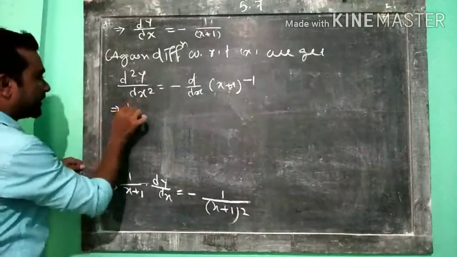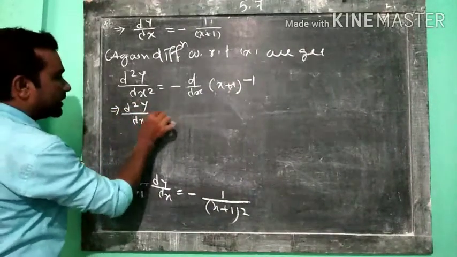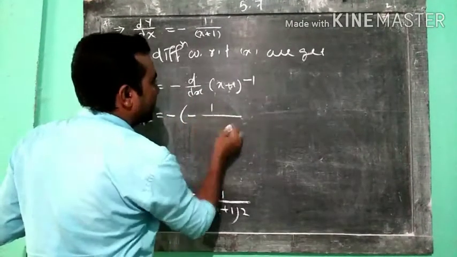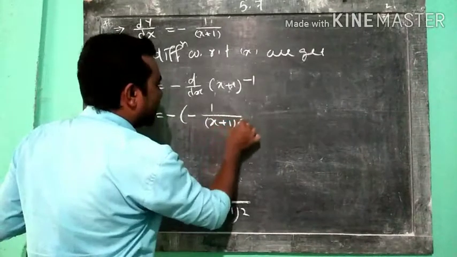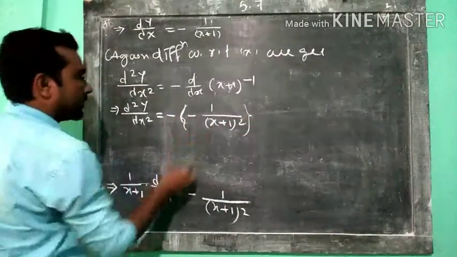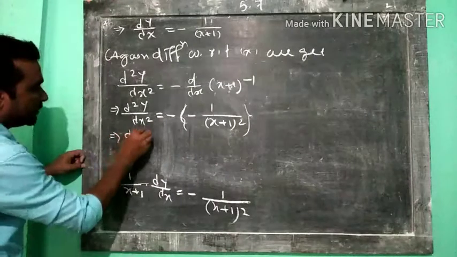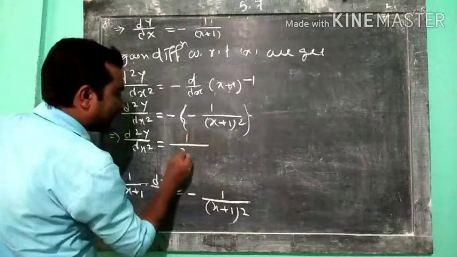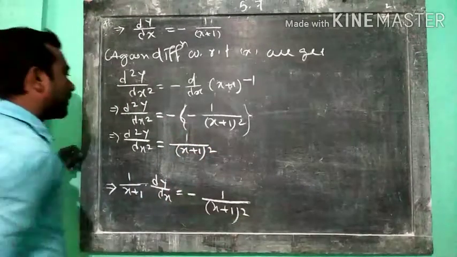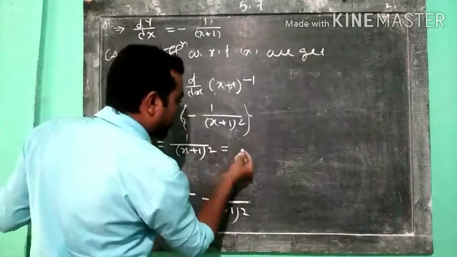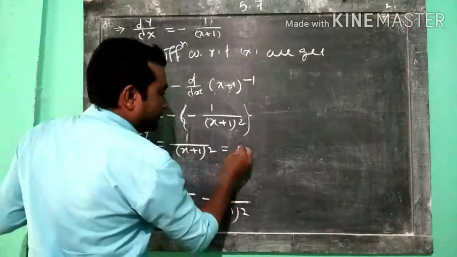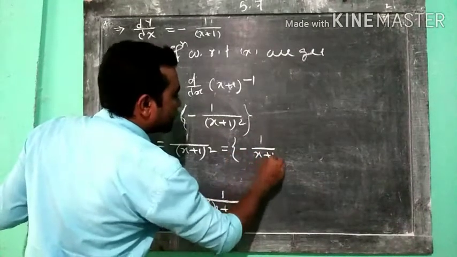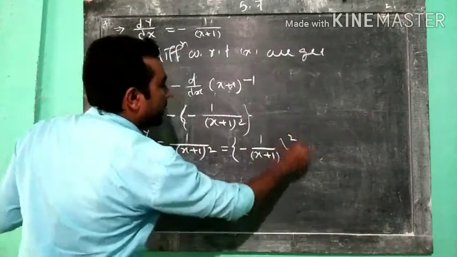So this implies that d2y by dx2 is equal to minus, so d/dx of this is minus 1 by (x plus 1) whole square. Okay, so d2y by dx2 is equal to, minus minus is plus, 1 by (x plus 1) whole square. 1 by (x plus 1) whole square can be written as minus 1 by (x plus 1) whole square.